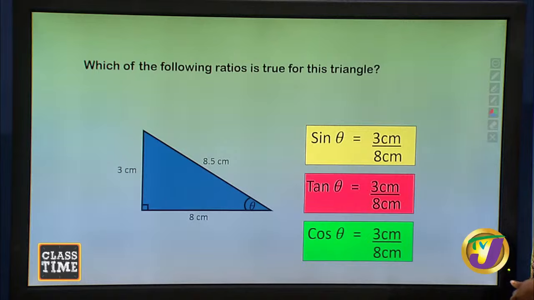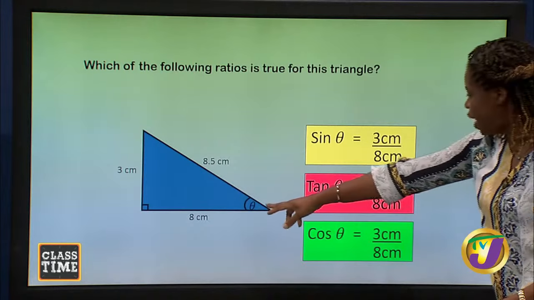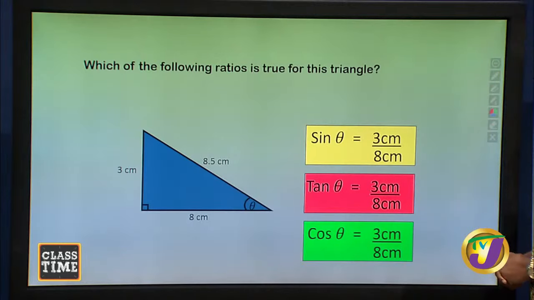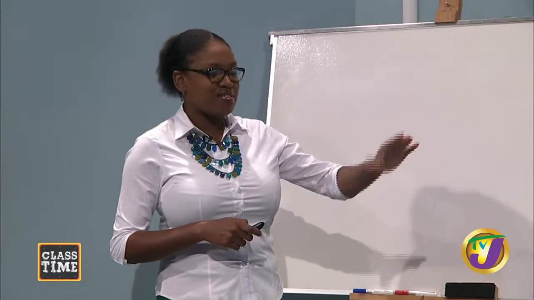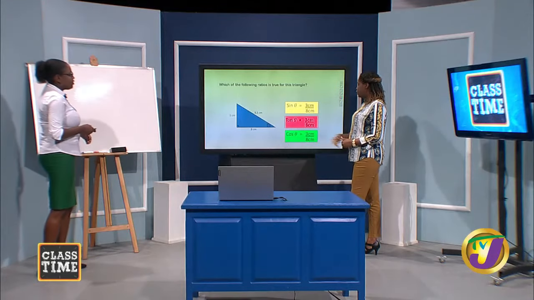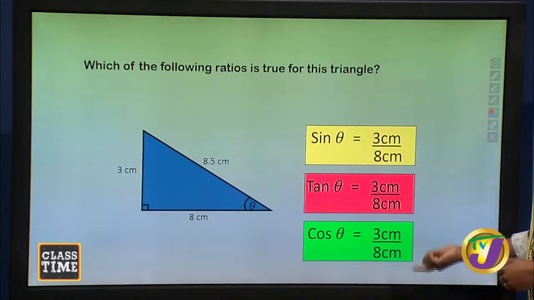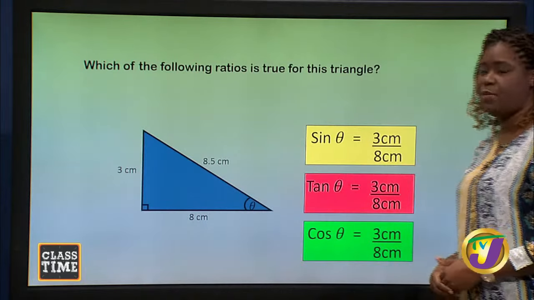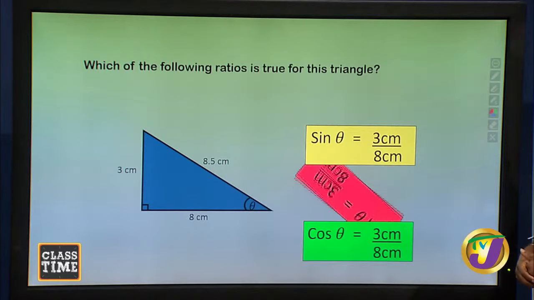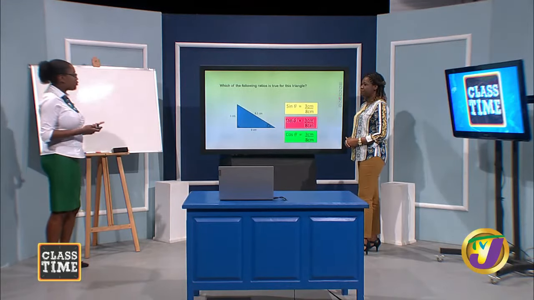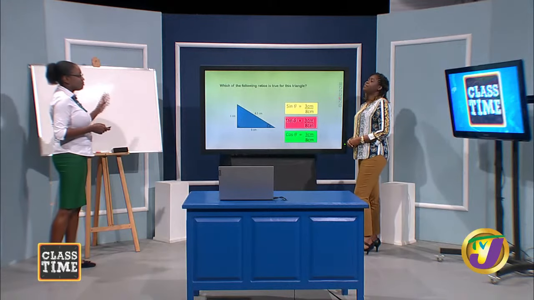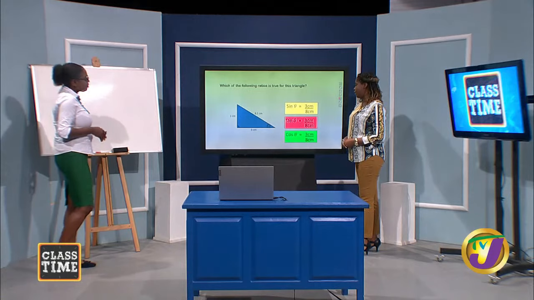So that's the opposite side. But then we want the adjacent side. Is the adjacent side actually 8 centimeters, adjacent to the angle theta? Yes, 8 centimeters is adjacent. Why couldn't it be cosine? With cosine, you're comparing the adjacent and the hypotenuse, and as I said earlier, the 3 centimeters represents the opposite side. So it would be 3 centimeters opposite and the hypotenuse for cosine, and the hypotenuse is 8.5. So the ratio that's true would be tan theta equals 3 centimeters divided by 8 centimeters.